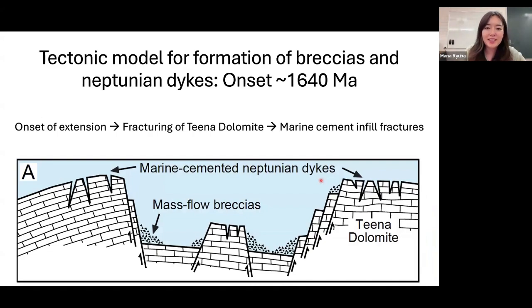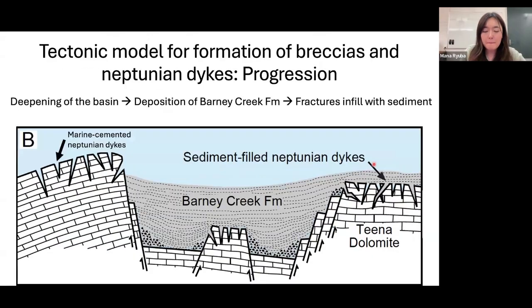So this is what we suggest. We suggest that the Neptunian dykes and the breccias in the Teena Dolomite represent the onset of an extensional tectonic event at about 1640 million years ago. So we have the onset of extension, and the seismic activity that's related to this then fractures the Teena Dolomite on these fault blocks. And those fractures are then open to seawater, so that's where you're forming those marine cemented Neptunian dykes.